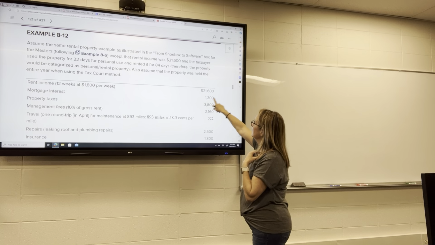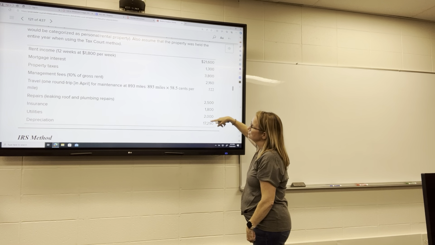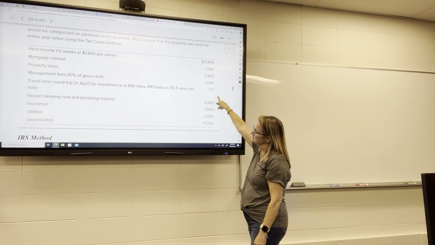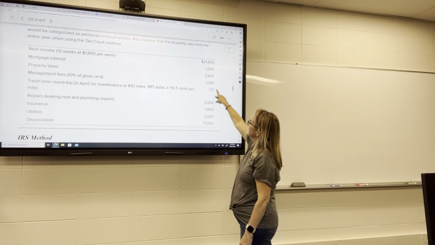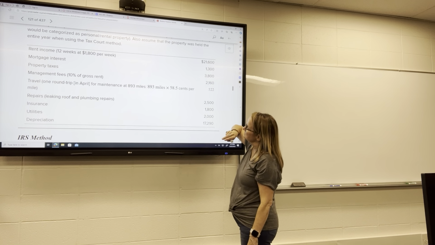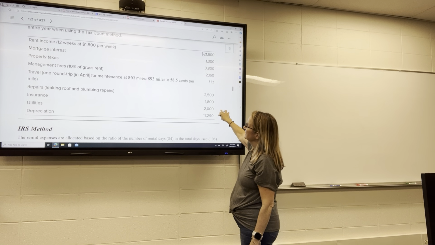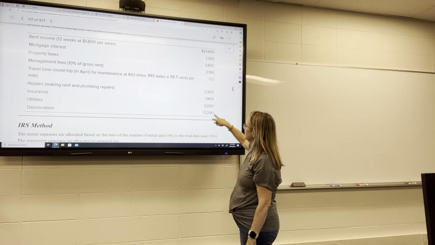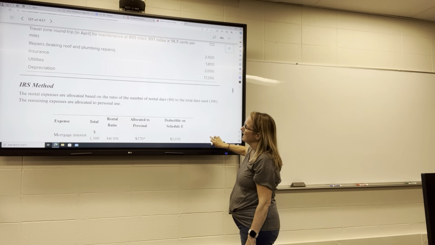Here are our total expenses: mortgage interest, property taxes, travel. This is a direct expense here. This would be an indirect. Management fees would be a direct expense. Insurance would be an indirect expense. Utilities, indirect. Depreciation comes last.